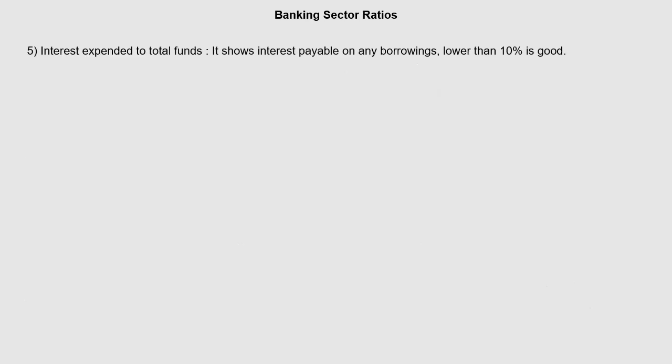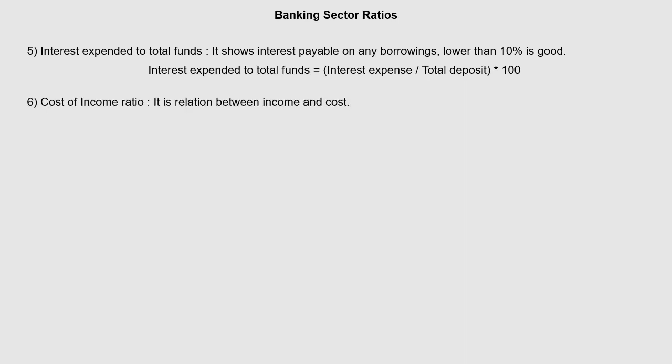Interest expended to total funds. It shows interest payable on any borrowing. Lower than 10% is good. Interest expended to total funds is equal to interest expenses divided by total deposit, into 100.